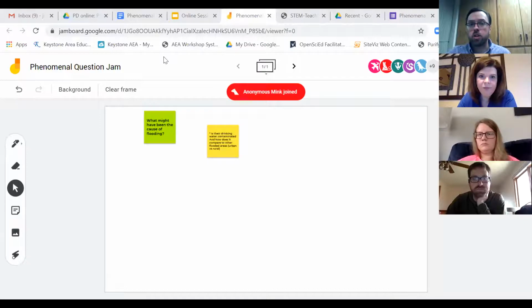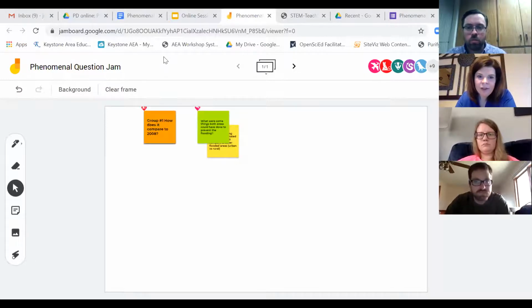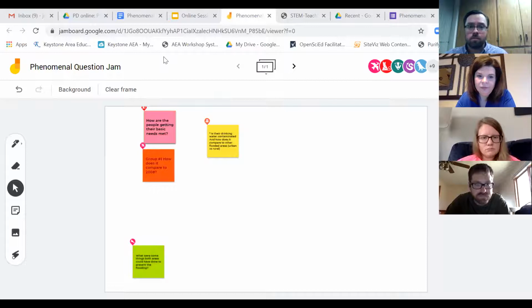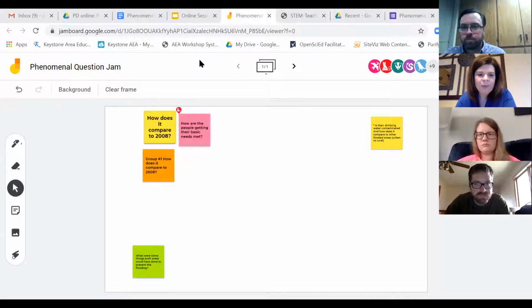Bev, if you don't mind, I might just toss out, how about group 1, you want to put your questions in the upper left-hand corner. So group 1 can be posting their questions in the upper left. Group 2, maybe upper right. Group 3, lower left. Group 4, lower right. Then that way we can make sure that all the questions get recorded from each group. How does that sound? That is perfect.